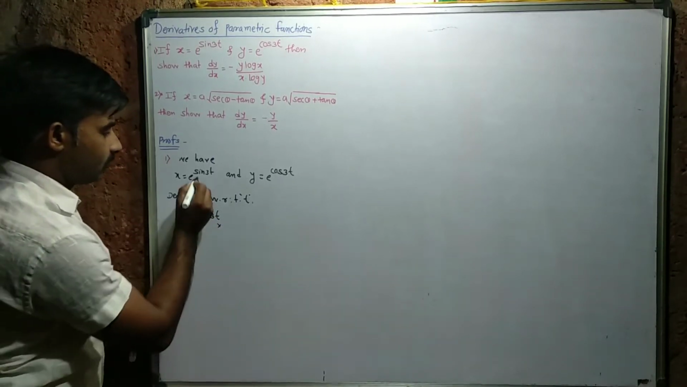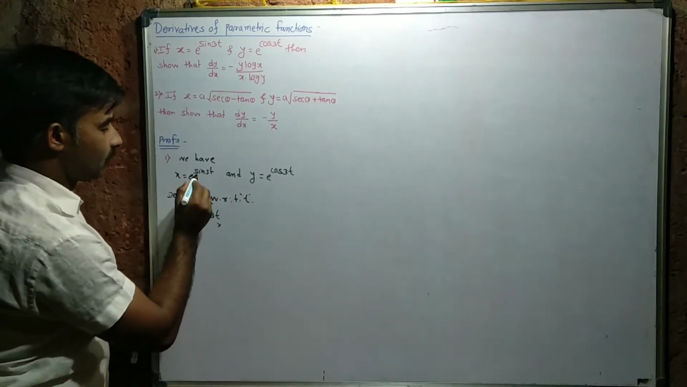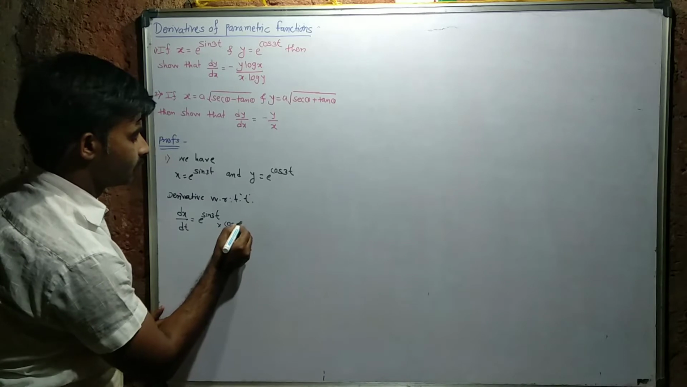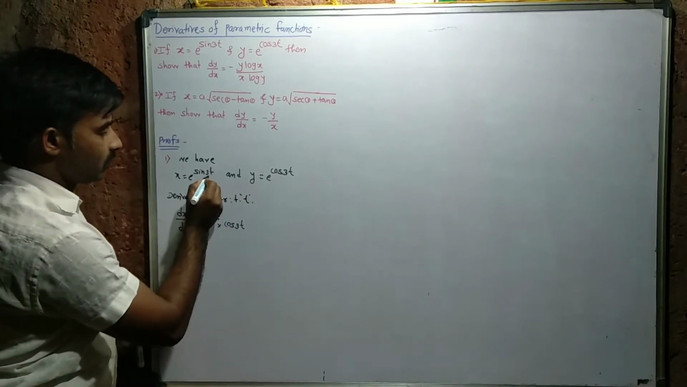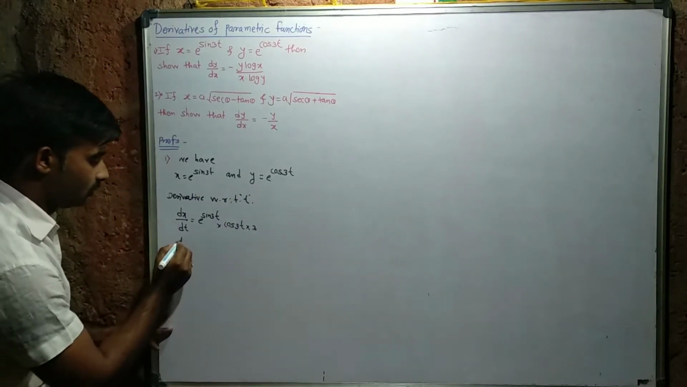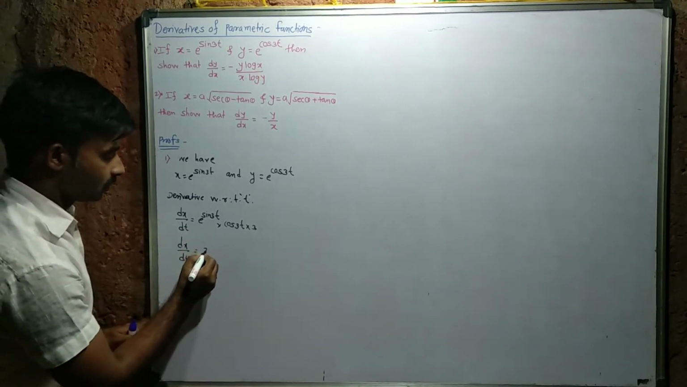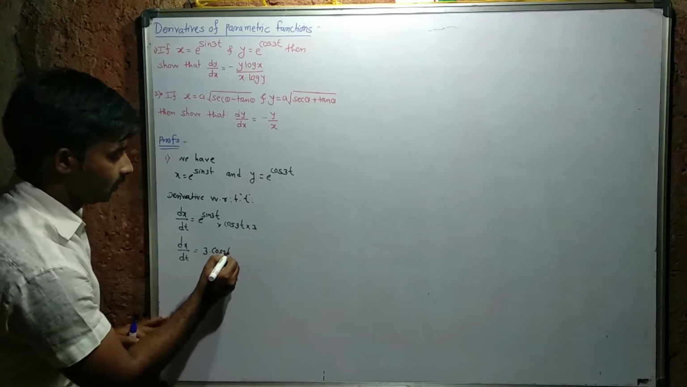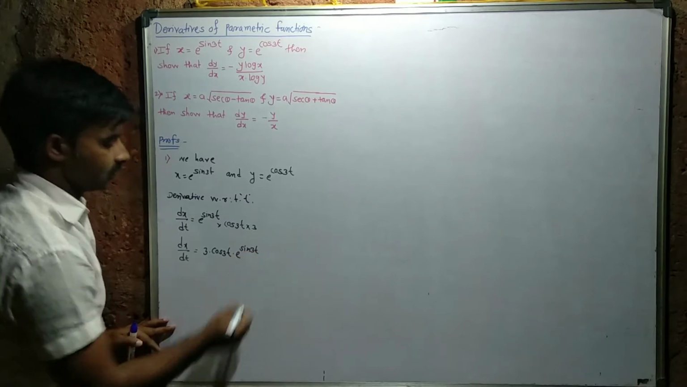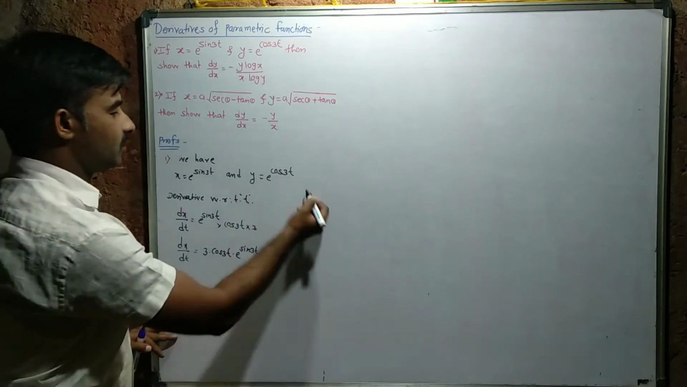Into the derivative of the sine, because the derivative of e raised to x is completed, then we go with sine 3t. The derivative of sine 3t is cos 3t, and then 3t has the derivative 3. Therefore dx divided by dt is equal to 3 into cos 3t into e raised to sine 3t. That means you will get dx by dt. And similarly we can find the derivative of y.